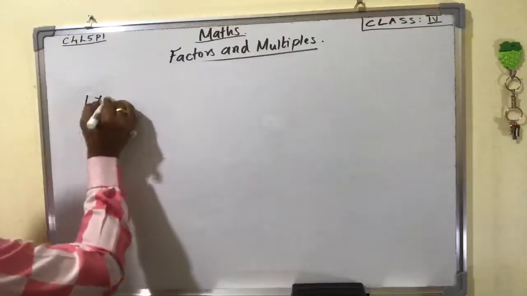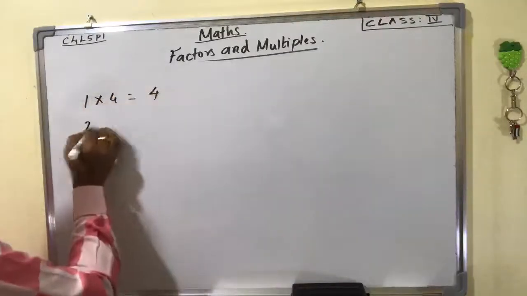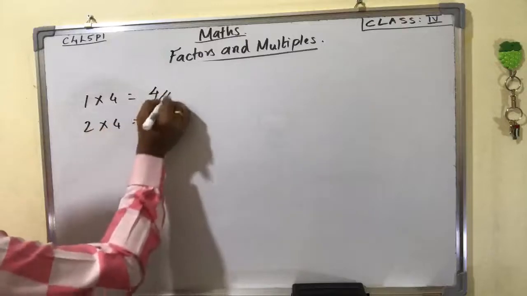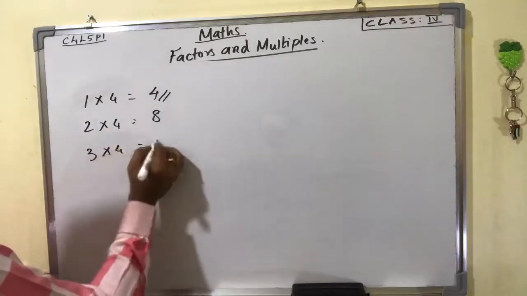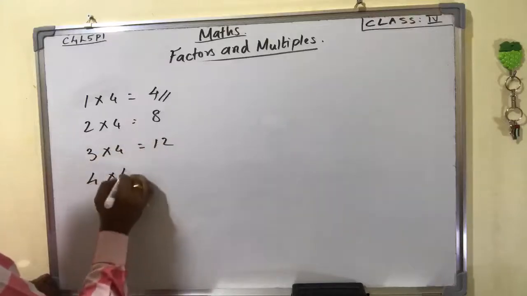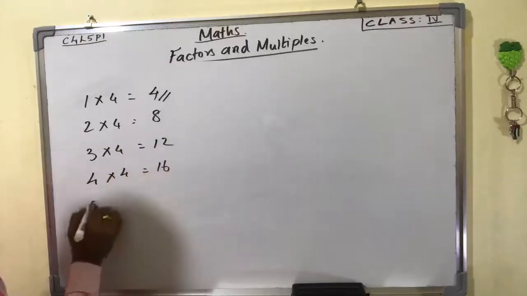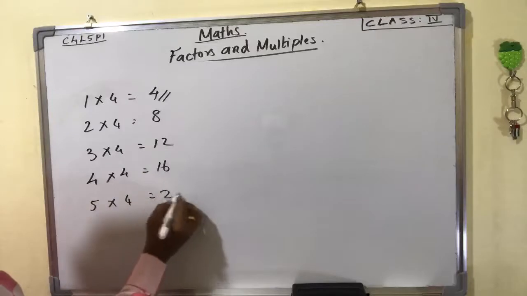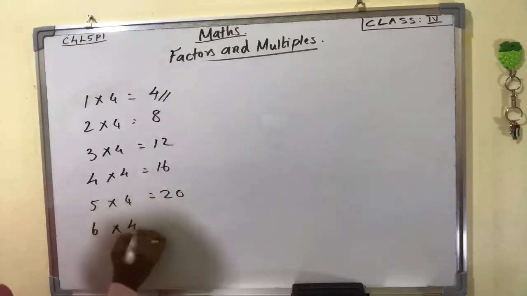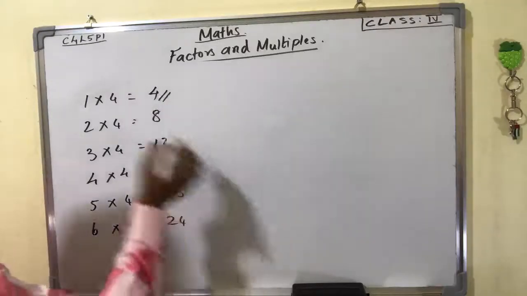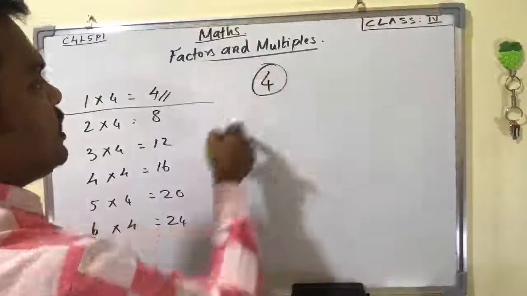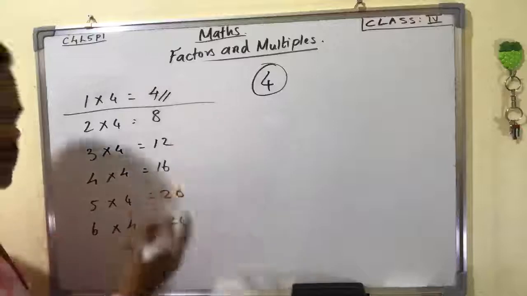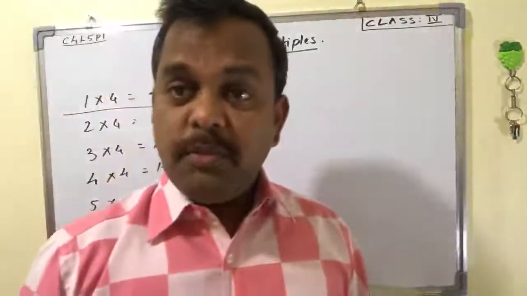Okay. 1 4 is 4, 2 4s are 8, 3 4s are 12, 4 4s are 16, 5 4s are 20, 6 4s are 24. The first one is given. The question is: what are the next 5 multiples of 4? Table 4 only.